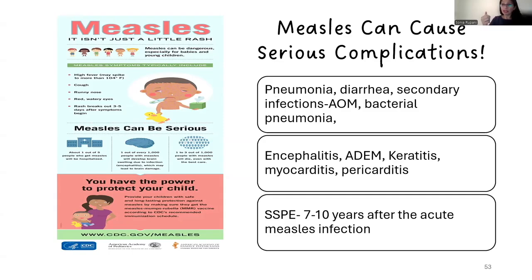that's permanent vision loss, myocarditis, pericarditis, and in some cases, 7 to 10 years later, even after that long period, it can cause subacute sclerosing panencephalitis, which is very deadly. It's a progressive degenerative disease of the CNS.